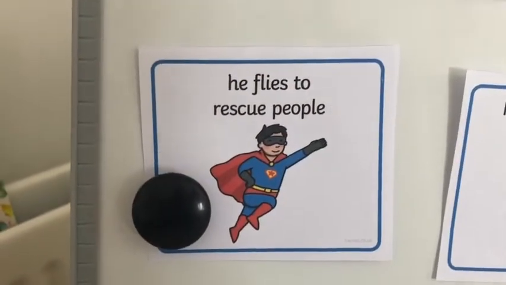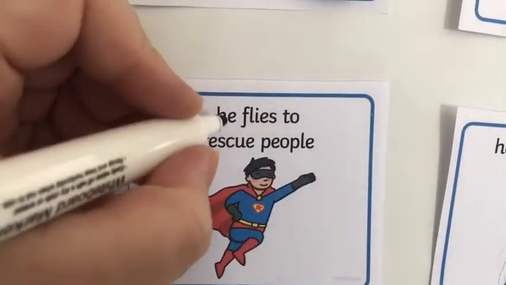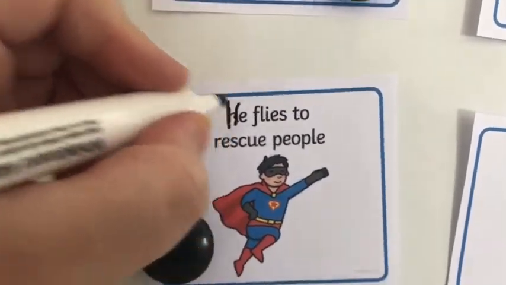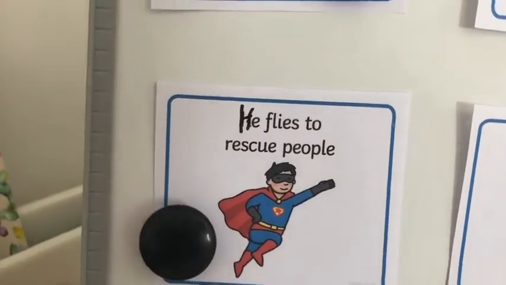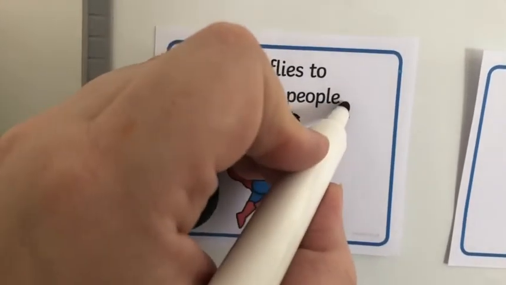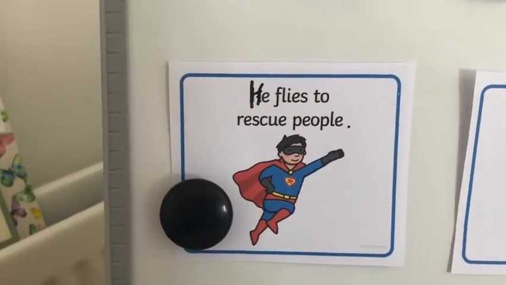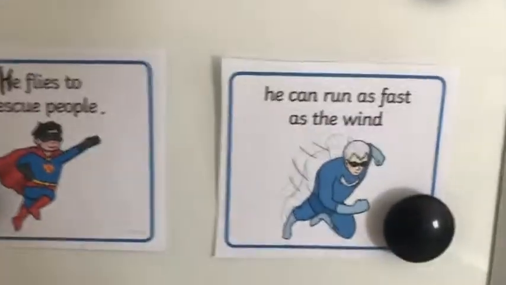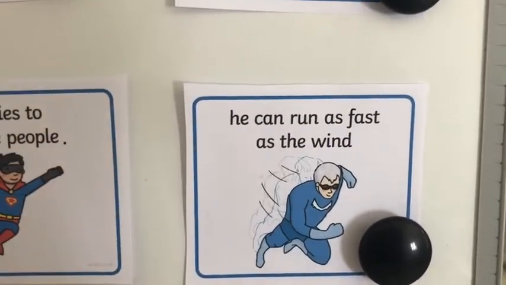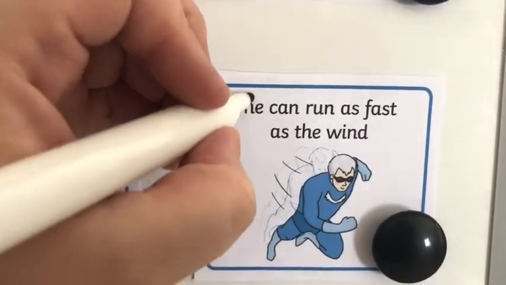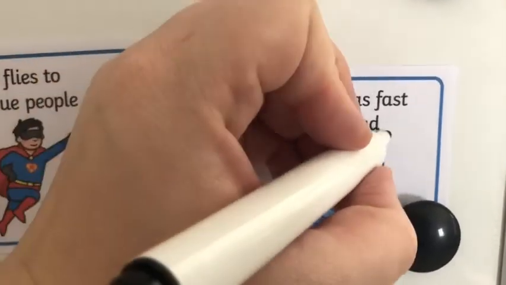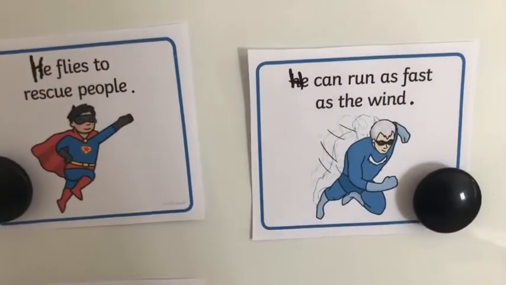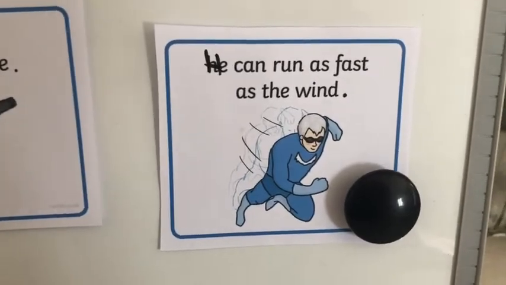The next one we have here. Oh, we've had that one. He flies to rescue people. So we need, at the beginning of the sentence, a capital H. And at the end, we need a full stop. He flies to rescue people. Next we have, he can run as fast as the wind. So we need a capital H and a full stop here. So, He can run as fast as the wind.